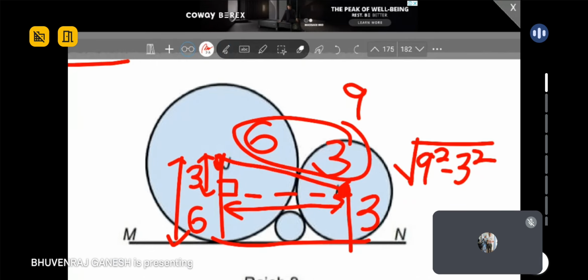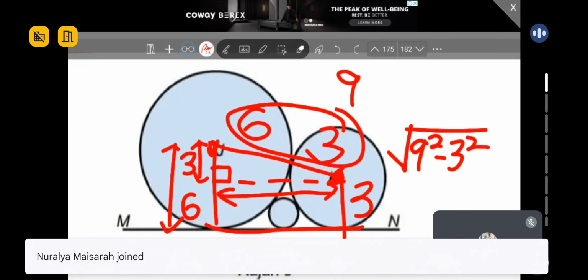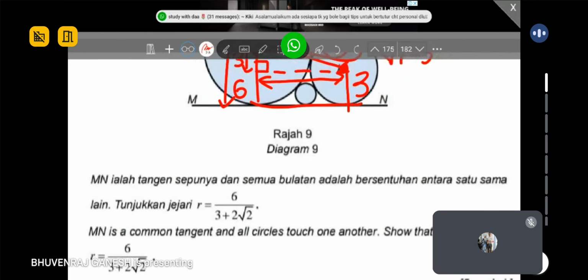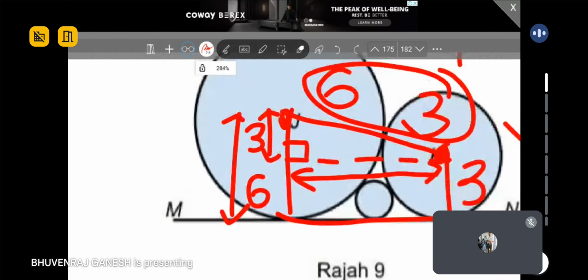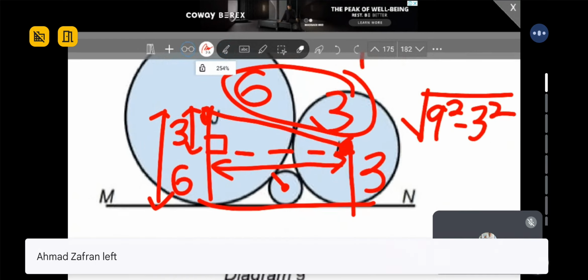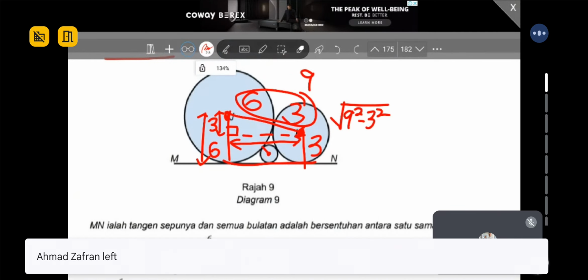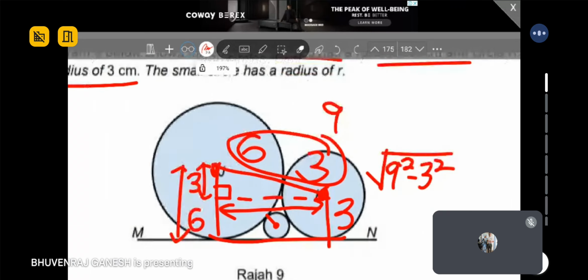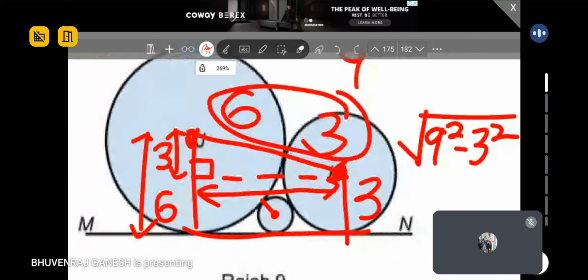Alright, so now you must think of the concept. The question is to show the radius R. So radius R is the small circle. Bulatan kecil. So the value is R. So now what is the concept? You all can think. Can anyone think and see? What is the concept over here? Anyone? Macam mana saya nak buktikan kat sini?